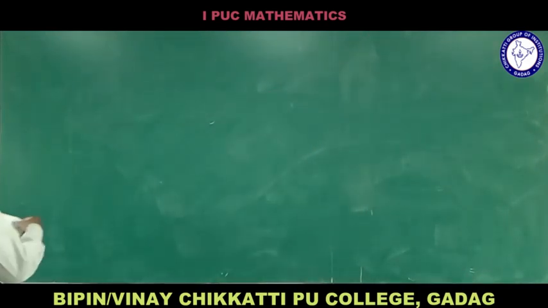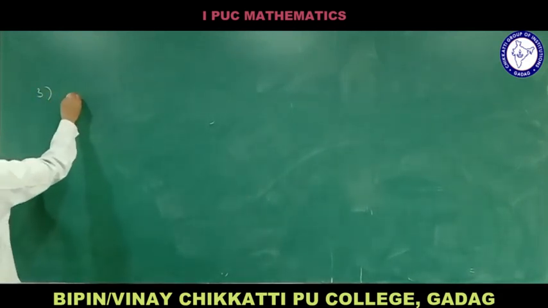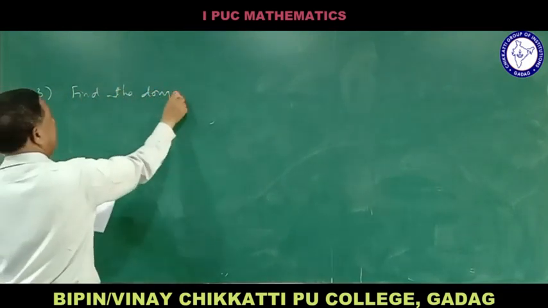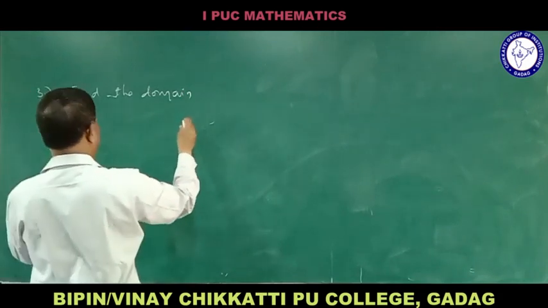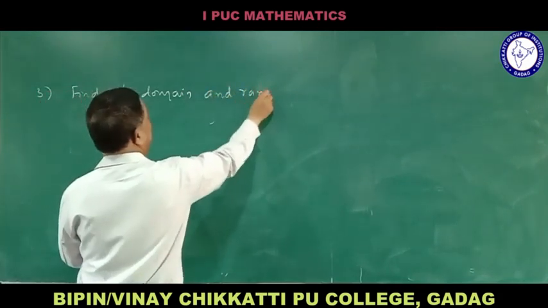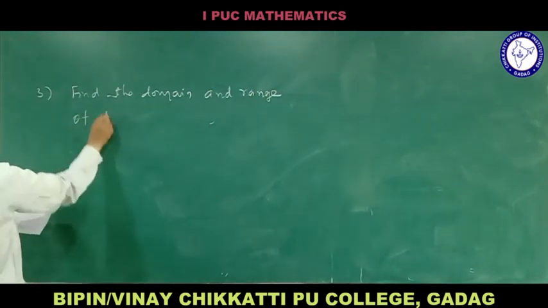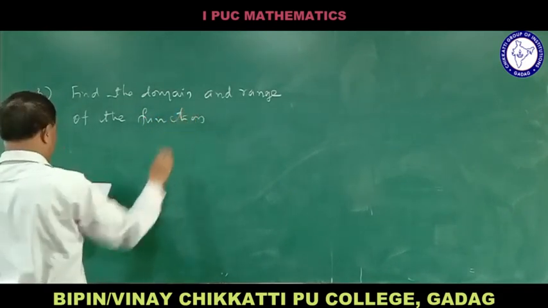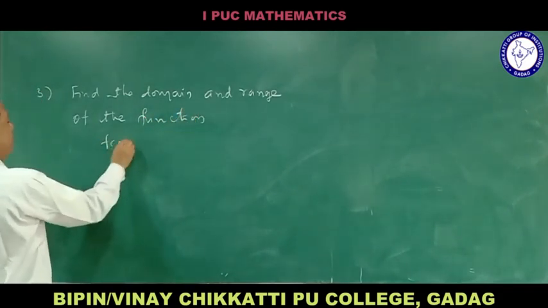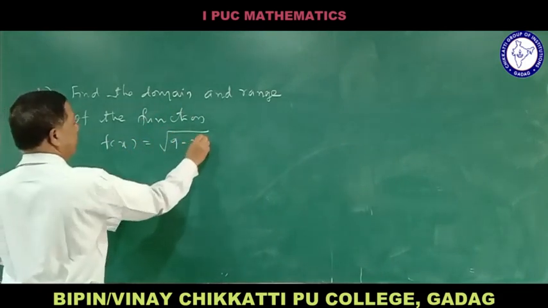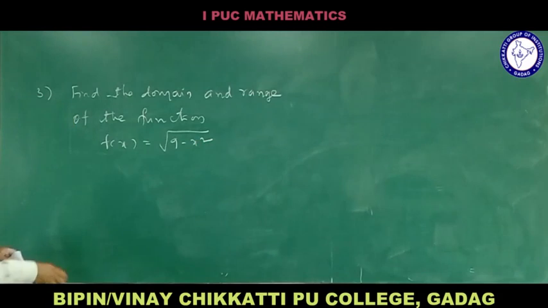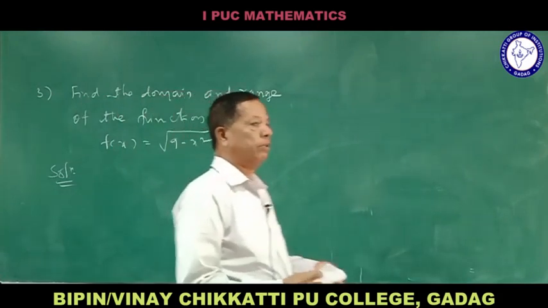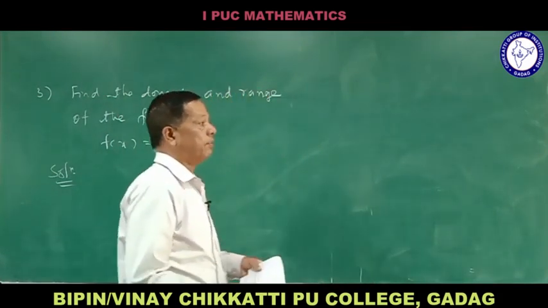So the next problem, this third one: find the domain and the range of the function. The function is given here. What is the function given here? F of x is equal to root of 9 minus x square. So here you have to find out both domain and range. Domain means the values of x, range means the values of f of x.